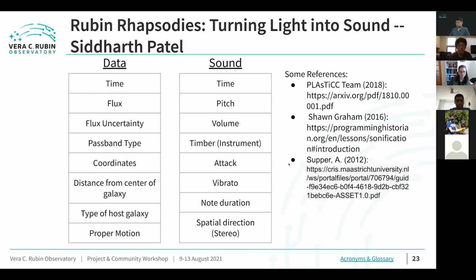So Rubin data is very complex and contains a lot of information. And it would be very difficult to map it all to sound, but we also have many features of sound available that we haven't explored yet. So it is possible to incorporate more Rubin data into sonifications. Thank you for listening.